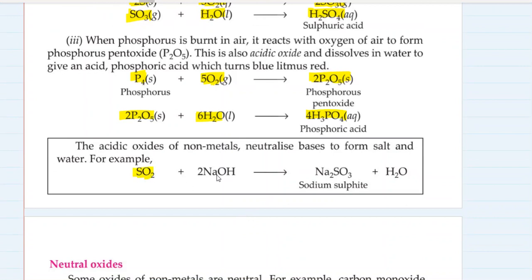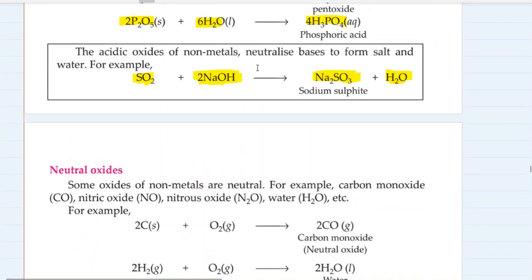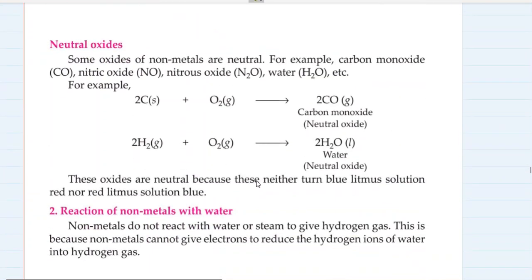And the acidic oxides of non-metals neutralize the bases to form salt and water only. So non-metallic oxides mostly, which are acidic, can react with bases to form salt and water, that is, they can undergo neutralization reaction. But there are some non-metallic oxides which are neutral in nature. For example, sometimes carbon, when it reacts with oxygen, that is a limited supply of oxygen, forms carbon monoxide, which is a poisonous gas, formed by incomplete combustion of a combustible material like wood or coal or something similar to that. Okay, this carbon monoxide is a neutral oxide.